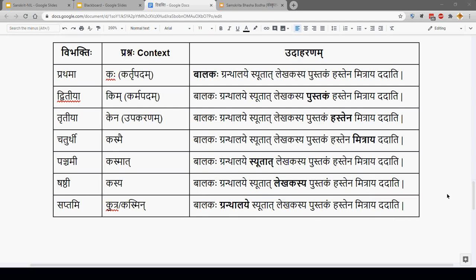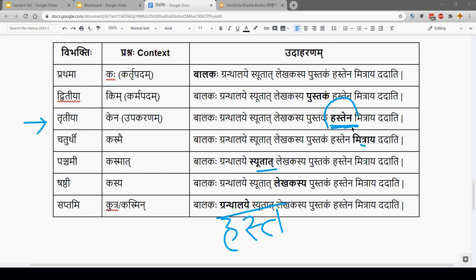Hope this is helpful. That gave some overall idea. But the other important thing to note is that Hastena is the third case ending, Mitraya is the fourth case ending, Syutat is the fifth case ending. For example, Hastena: the base word is Hasta, and the third case ending form is Hastena. That is the form we see.